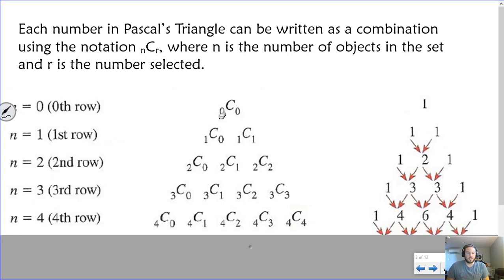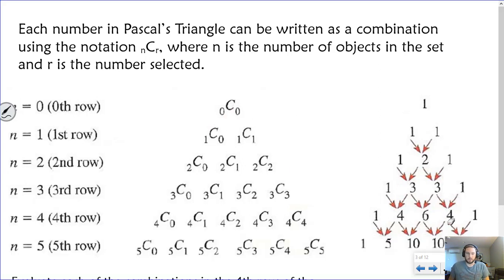So again, they always start at 0. So the first row of Pascal's triangle is actually the 0th row, and the first term from left to right is actually the 0th term, right? So just be aware that we're starting from 0 when we're doing these numbers.